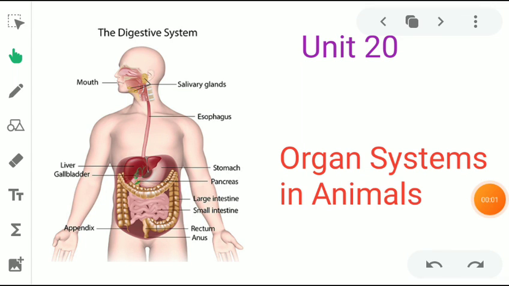Good morning students. Today we are going to see unit 20, organ system in animals. In the same unit, in the last video we saw the digestive system. The same topic we will continue today. Last video we saw till the stomach. This video will start with the small intestine.